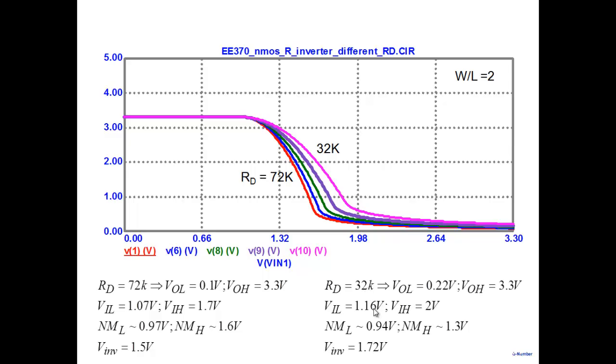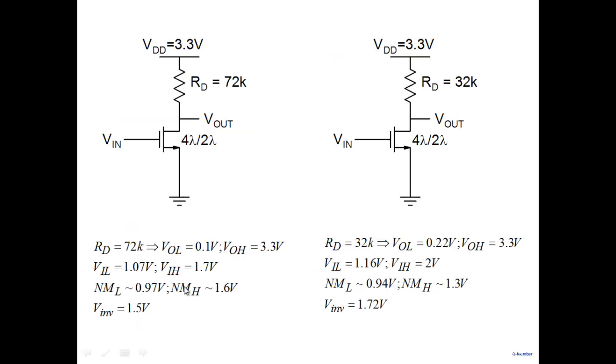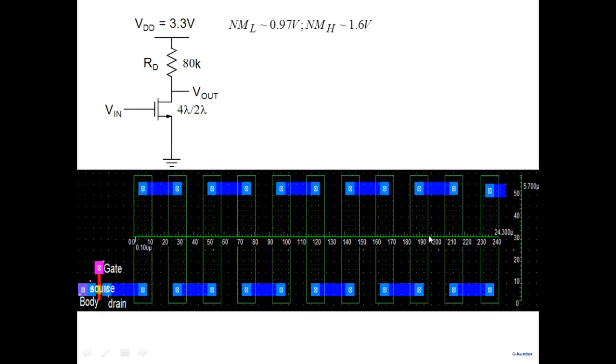But there's another sacrifice that I've made, which is VOL. If you look at it, VOL is 0.22 and VOL is 0.1 here. So the lower logic level has gone up. VOH remains 3.3, VOL becomes 0.22. So think about why has it gone up. Simple answer.